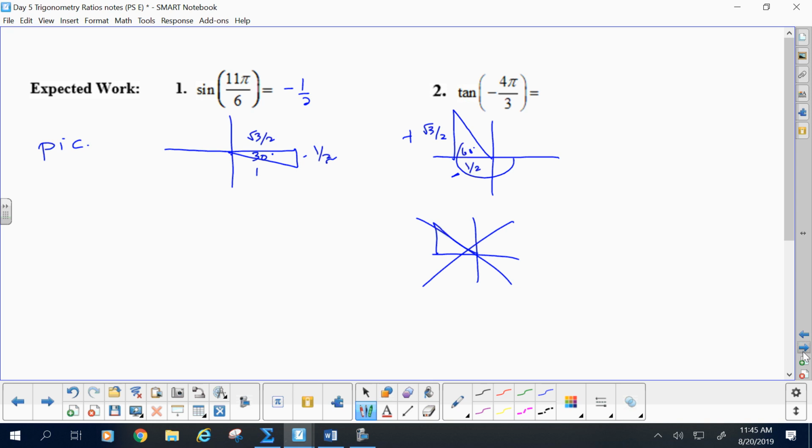Tangent is opposite over adjacent. So what is the opposite over adjacent ratio? We'll simplify in a second. What's the opposite to adjacent ratio? Root 3 over 2 to negative 1/2. Simplified, what is that?